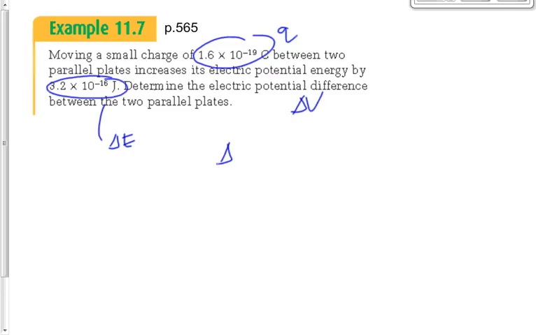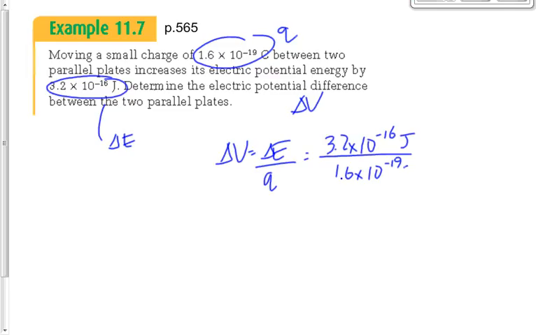So what are we going to use here? Probably this one, right? The one that appears on my data sheet. Delta V is equal to delta E over Q. Delta E is 3.2 times 10 to the minus 16, and Q is 1.6 times 10 to the minus 19. Gives us 2.0 times 10 to the 3.